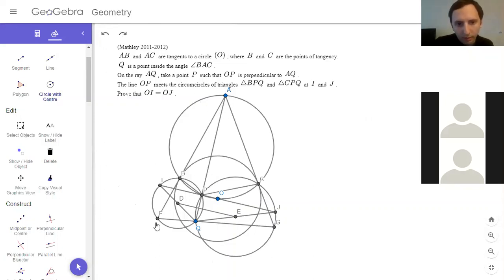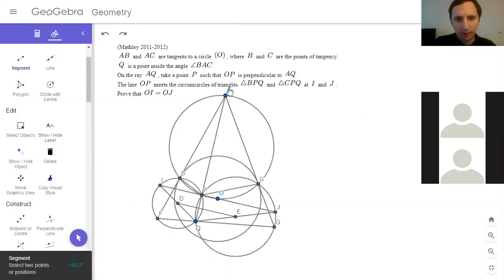Yeah, A lies on the radical axis, so AB times AF is equal to AC times AG, and we know that AB... I see. So yeah, basically AFG is isosceles, and AO is the angle bisector of BAC, right?